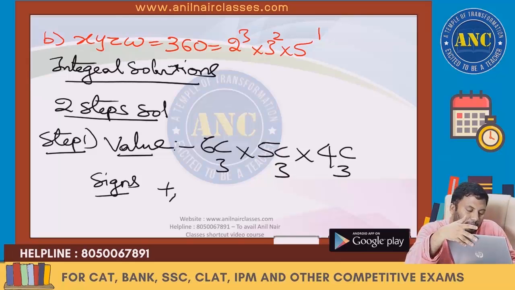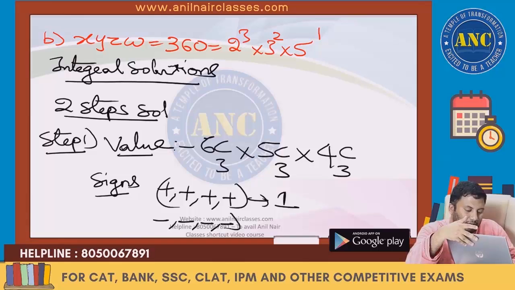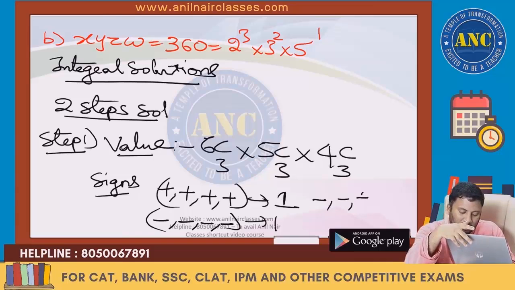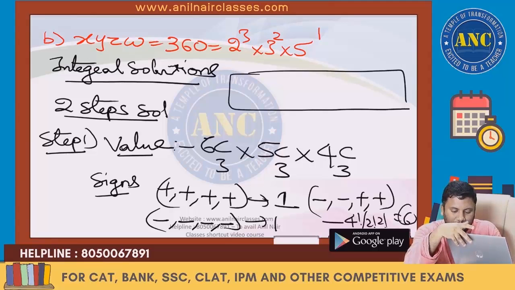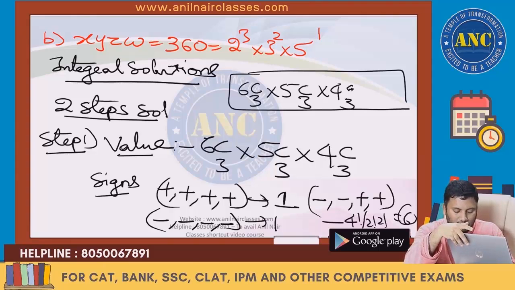When all of them are positive, that is one case. Negative, negative, negative, negative. Even number of negative signs should be there, then only I will get positive, one way. Negative, negative, positive, positive is 4 factorial by 2 factorial, 2 factorial, 6. So the answer for this question is 6C3 into 5C3 into 4C3 into 8.